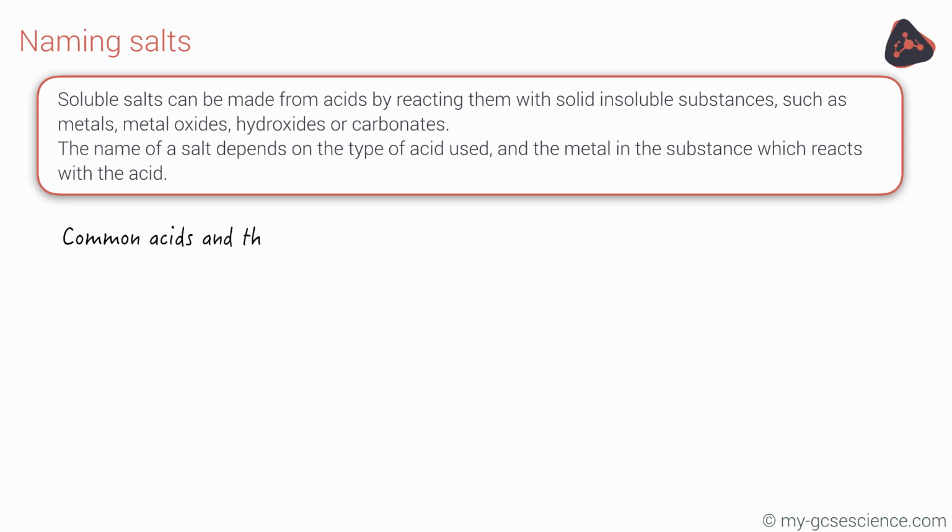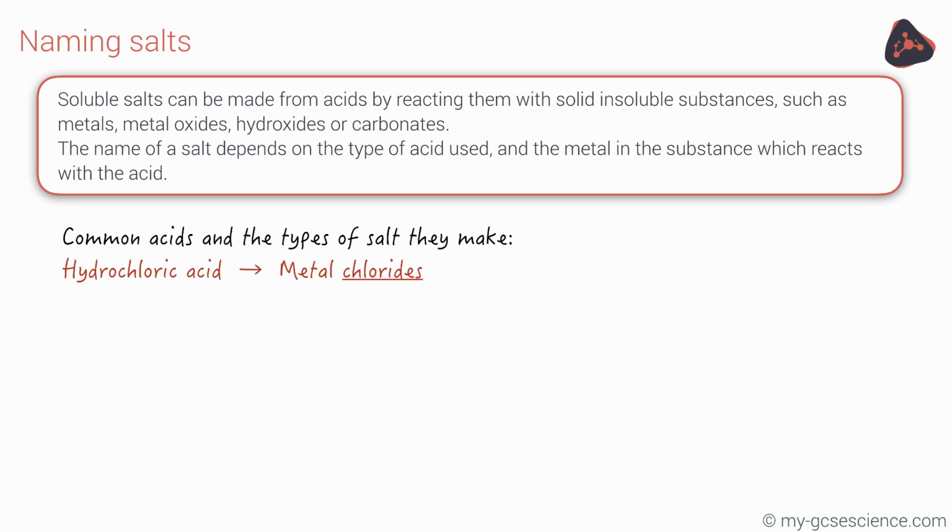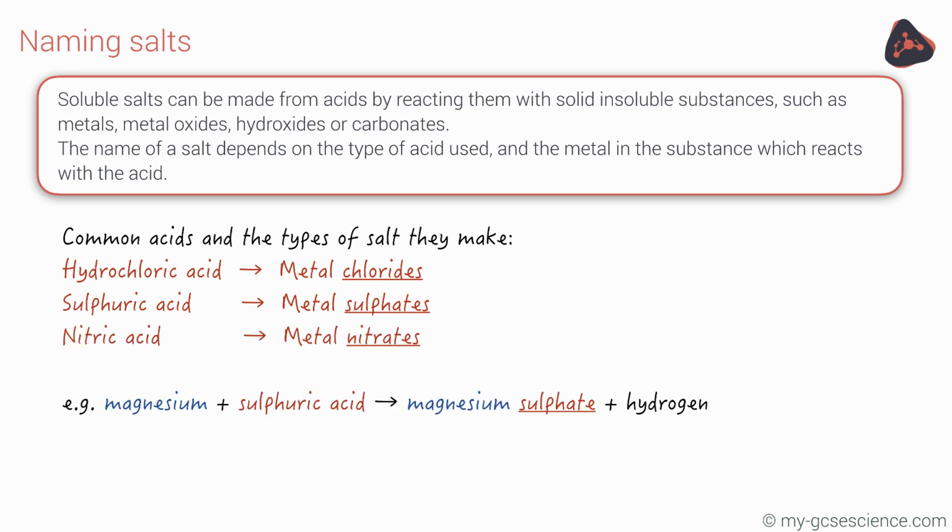As we said before, the common acids that are used are hydrochloric acid, making chlorides, sulfuric acid, making sulfates, and nitric acid, making nitrates. So for example, magnesium would react with sulfuric acid to make magnesium sulfate, and hydrogen would also be produced. So if you want to make magnesium sulfate, you're going to have to use sulfuric acid, and you'll have to react it either with magnesium metal or one of the magnesium oxides, hydroxides, or carbonates.